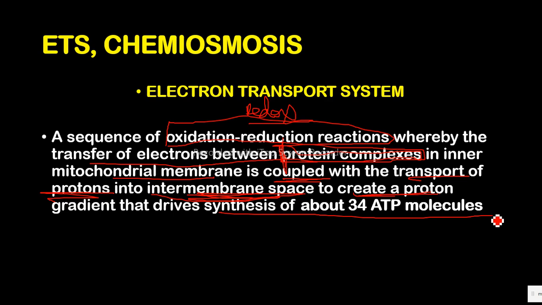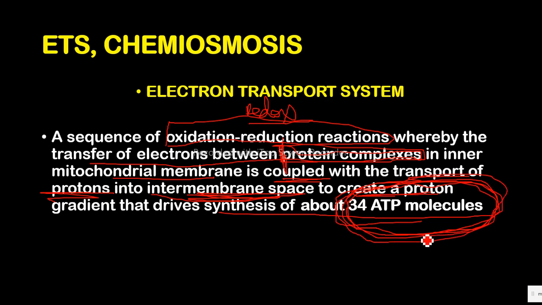to create a proton potential gradient. We are going to see what it is, which is going to be used to add an inorganic phosphate to ADP to form ATP. And actually, much of the ATP molecules are produced within this electron transport system. Imagine 34 ATP molecules. 34 ATP molecules will be produced by the electron transport system.